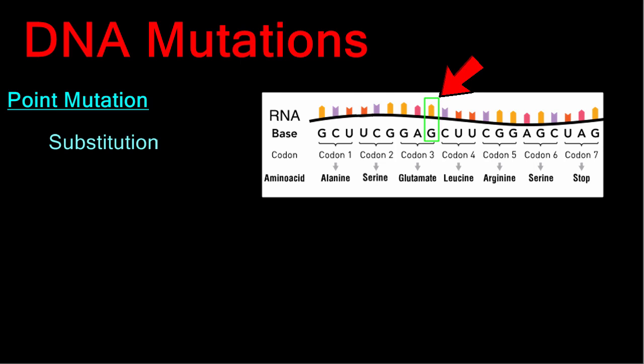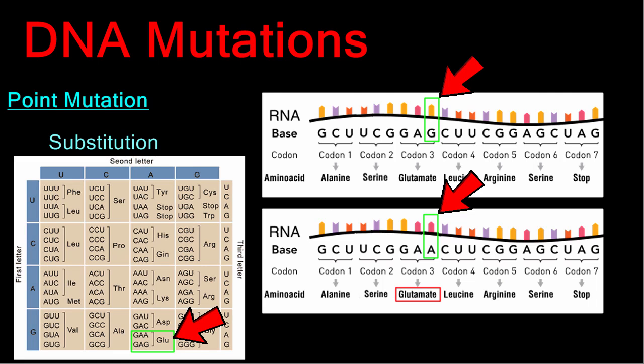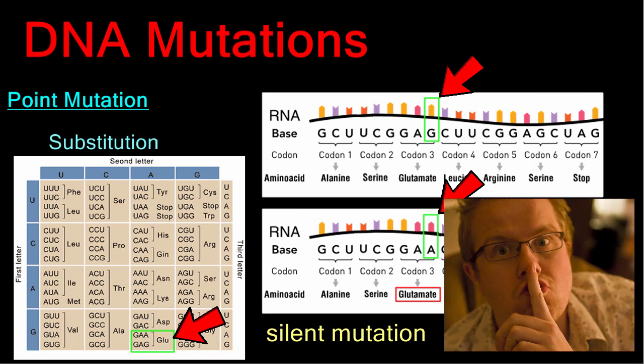Let's take a look at how a substitution in a gene might affect the protein it codes for. In this case, the third base in codon 3 has been changed from a G to an A. The base substitution changed the codon, but the new codon still coded for the same amino acid, so the protein will be unaffected by this particular mutation. When the protein is not affected by the mutation, it is called a silent mutation.